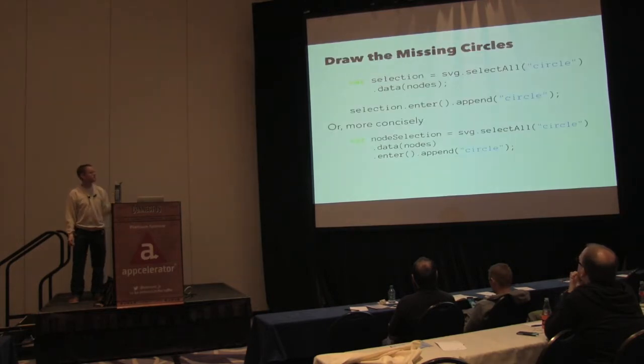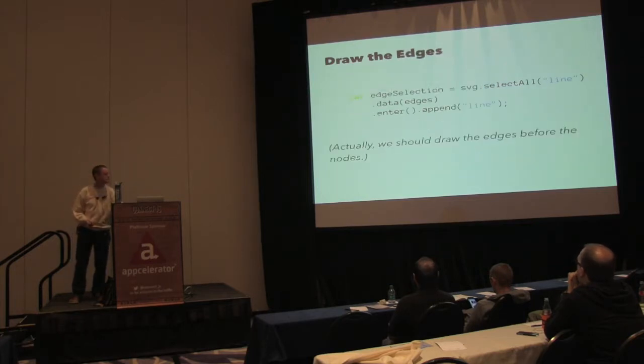And so then when we get to this statement there, we start with that SVG element, we select all the circles, we marry it with the data, and then in the second statement, we go find anything in that selection that doesn't have a DOM element with it and append a circle corresponding to that data. That's what it takes to draw the circles.